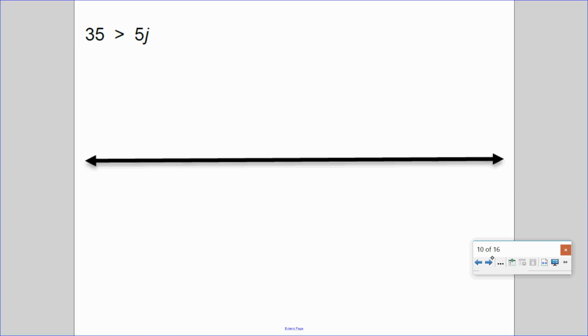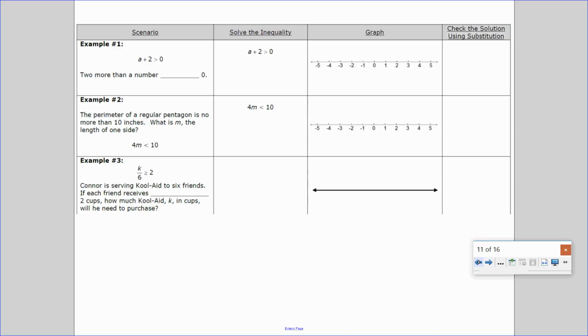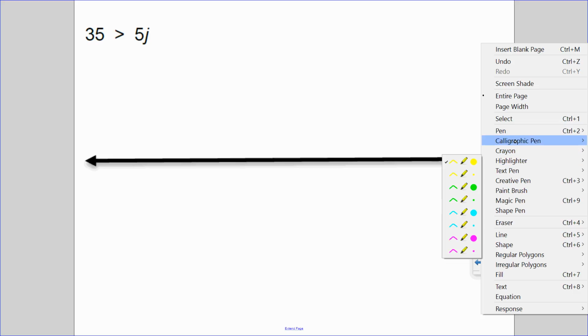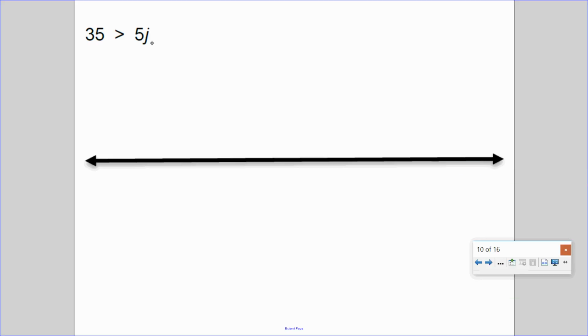And I believe this is our last example. Yes, it is. 35 is greater than or equal to 5j. I need to isolate j by doing the inverse of multiplication with division. Division, this cancels. So 35 divided by 5 is 7. 7 is greater than j.